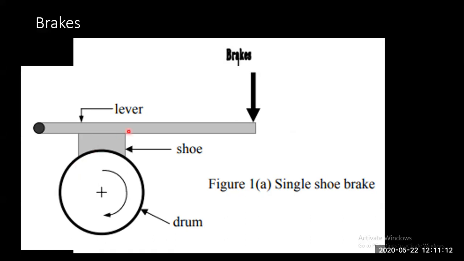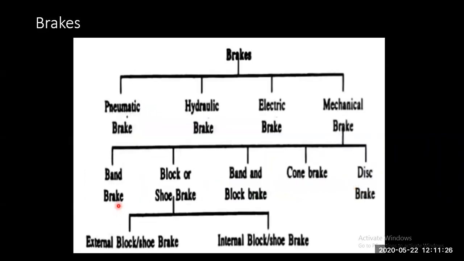Since this is easier for understanding how the shoe brake works, we have just given you in the syllabus that this is the one which we will be designing. So these three, basically band brake, block or shoe brake, and band and block, will be designed in this module. And similarly, you have cone and disc brake. Cone and disc brake, I think we have done it in clutches, which is similar in operation. Only the engagement conditions are different. That's the only difference.